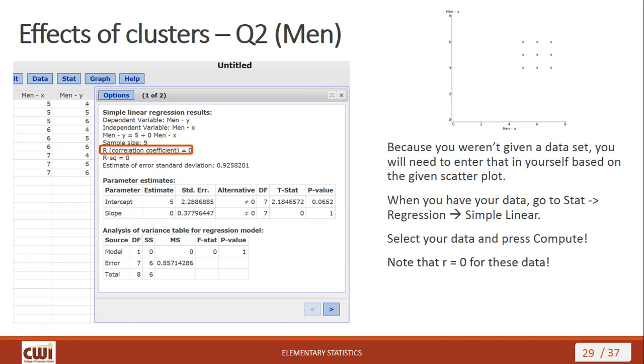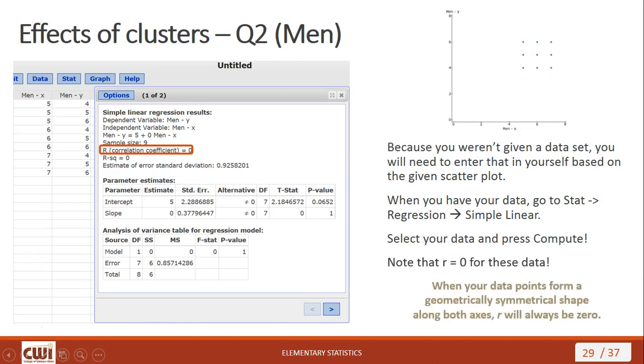Notice how in each of these instances the data points formed a geometric shape that was symmetrical across both axes. When you have this type of geometrical shape, your R value will always be 0, because there's no one line of best fit that you can position that will actually fit the data better than any other.